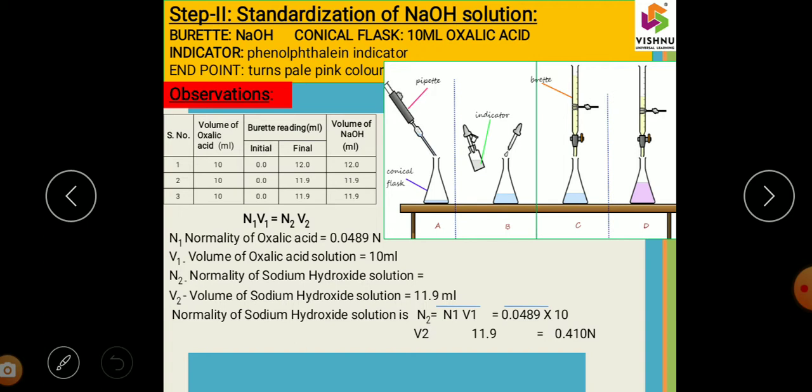The following readings are noted in tabular form and the calculation is done as follows. Finally, we get the normality of sodium hydroxide as N2 equal to 0.41 normality.